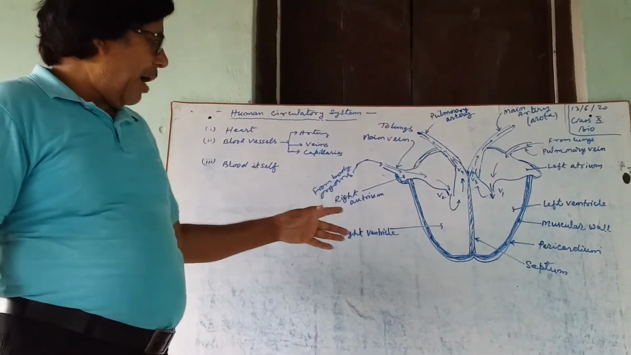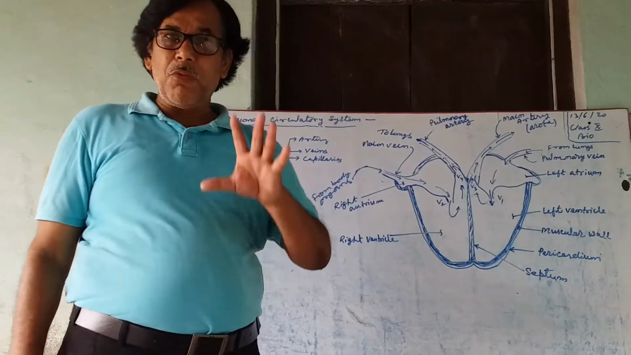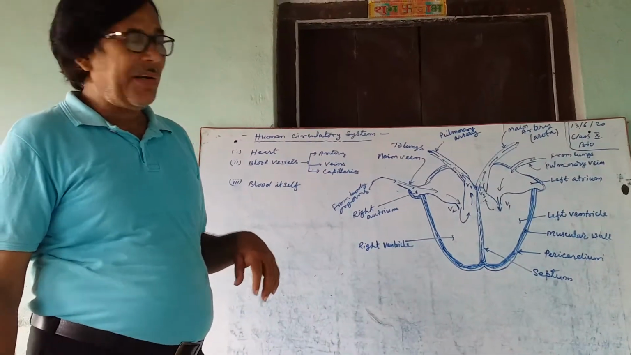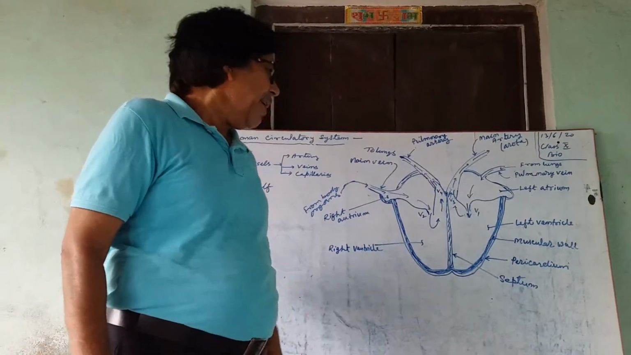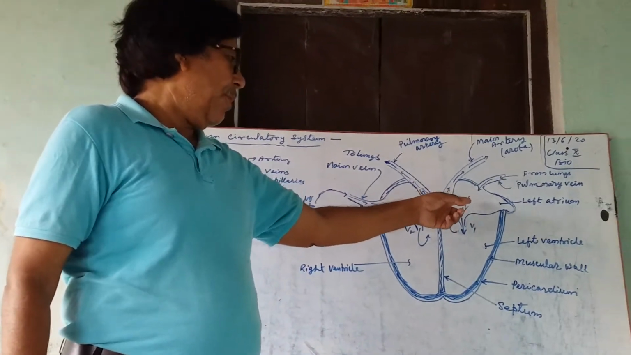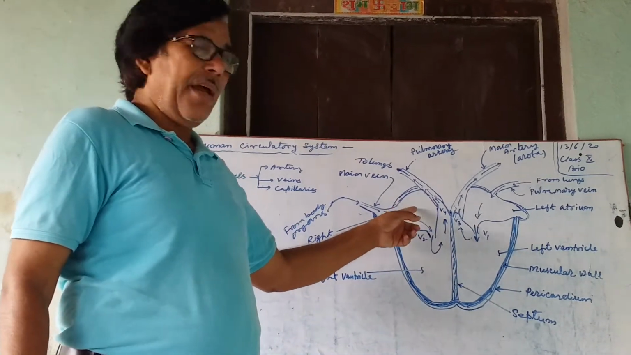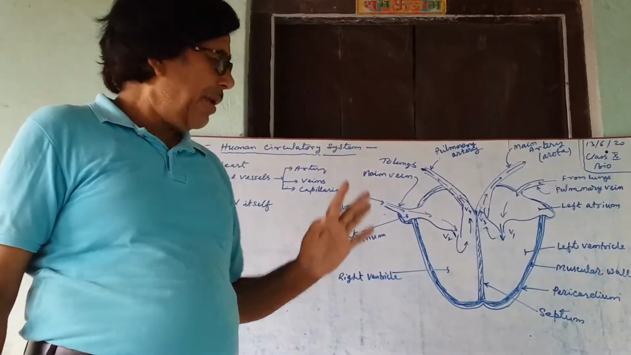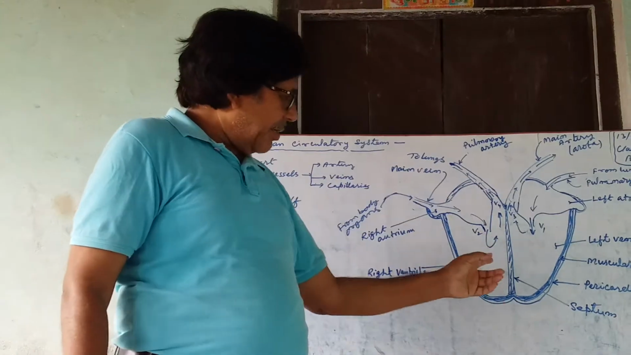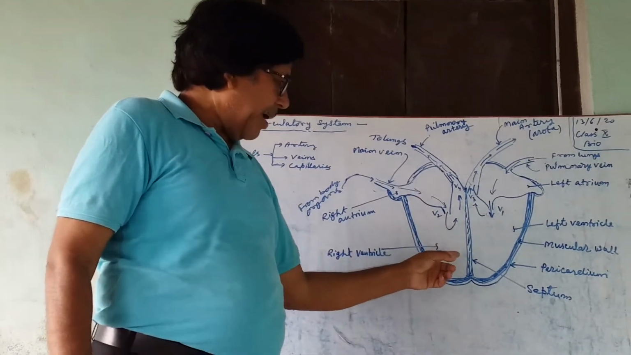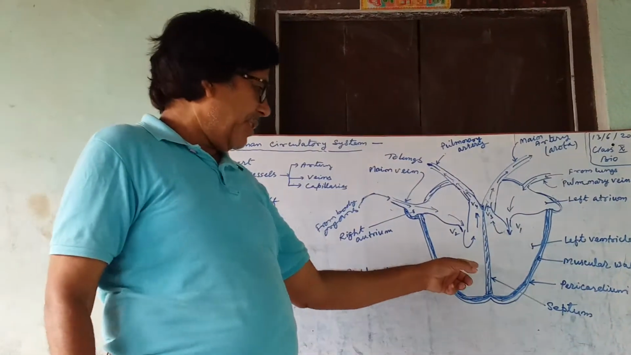A human heart is divided into four chambers. Not roughly, but exactly divided into four chambers. That is left atrium, left ventricle, right atrium, right ventricle. The whole heart is divided into two parts by a thick wall called septum.